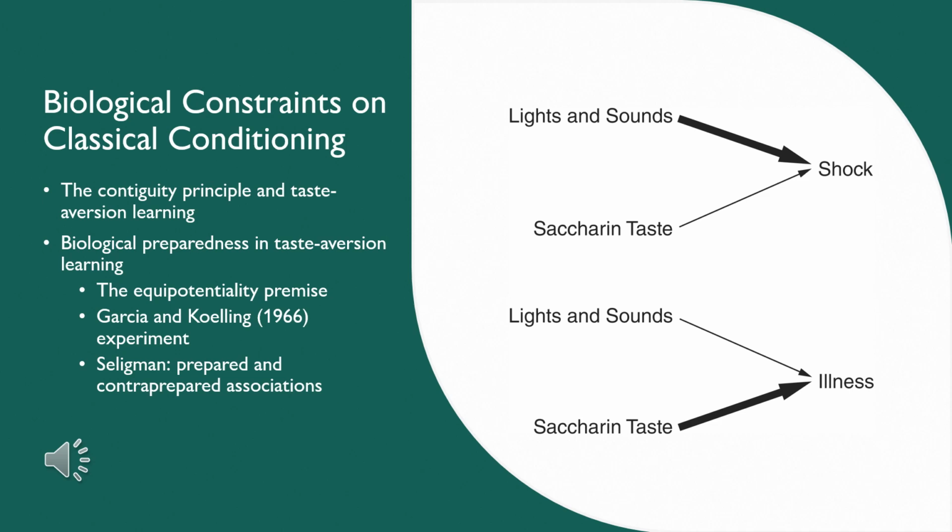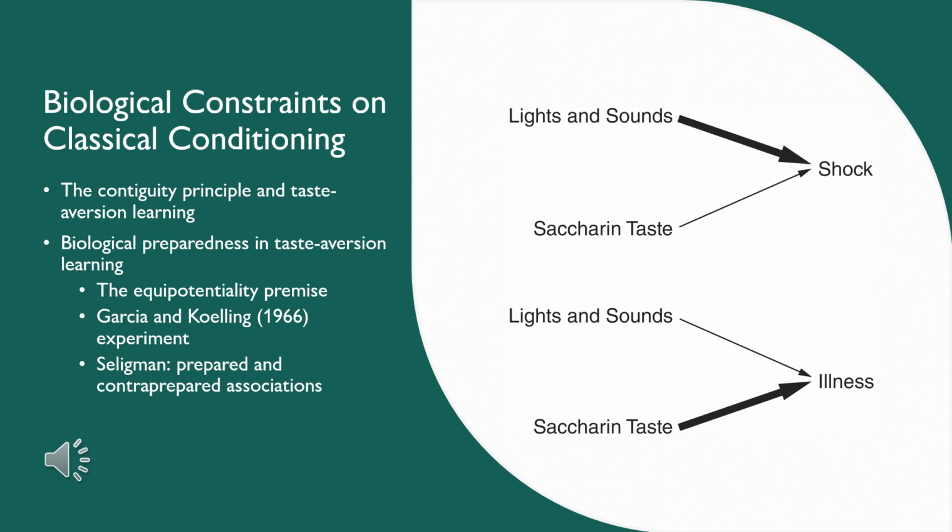There's a biological preparedness here in taste aversion learning that refers to the idea that organisms are evolutionarily predisposed to form certain associations more easily than others due to survival advantages. In the context of taste aversion learning, animals, including humans, are biologically prepared to associate certain stimuli like taste with negative experiences like nausea.